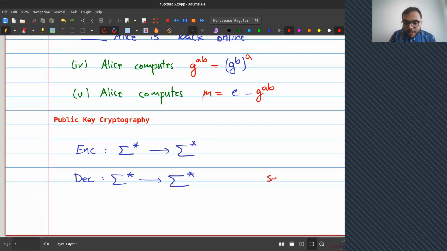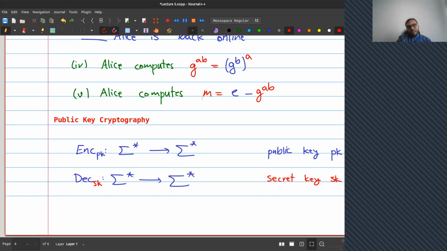I'm going to have a secret key, which I'll call SK because it's the secret key. And I'm also going to have a public key, which I'll call PK. Now, the public key is known to everyone. The secret key is only known to the person who's supposed to receive the messages. In this case, only Alice knows the secret key. I want to make sure that anyone can encrypt a message using the public key.